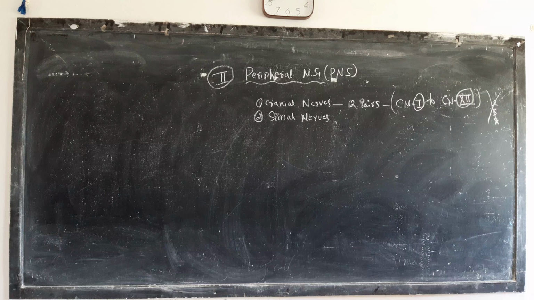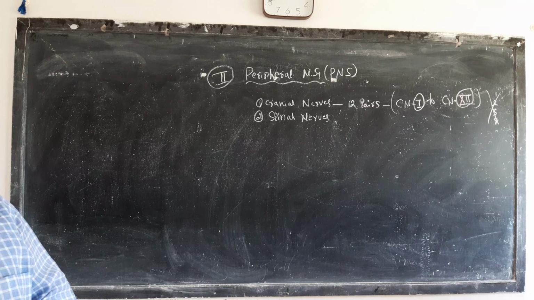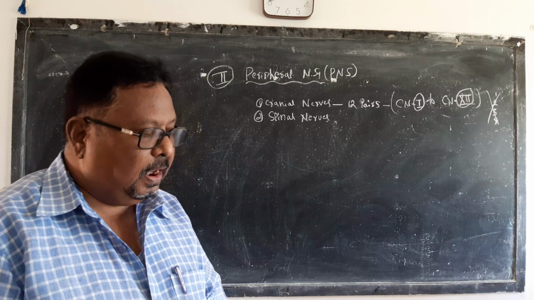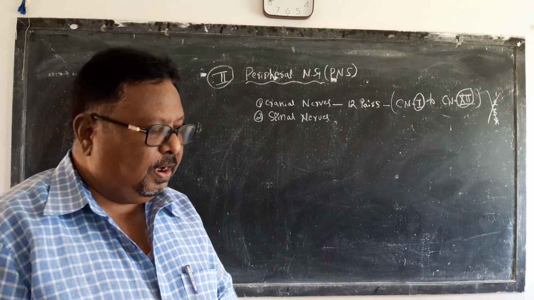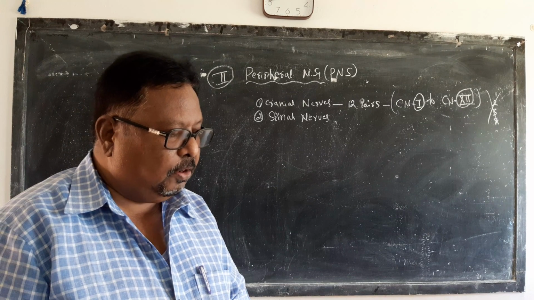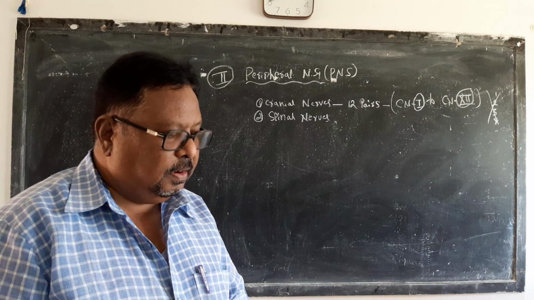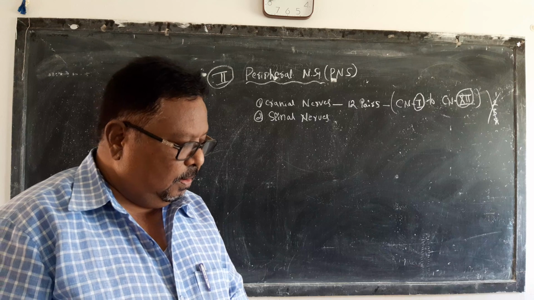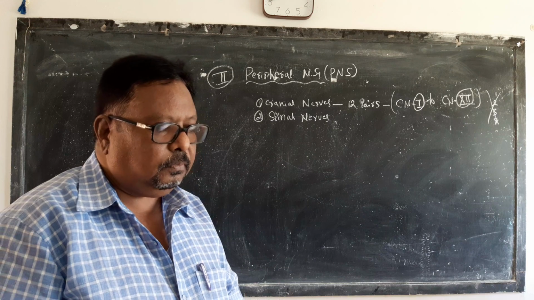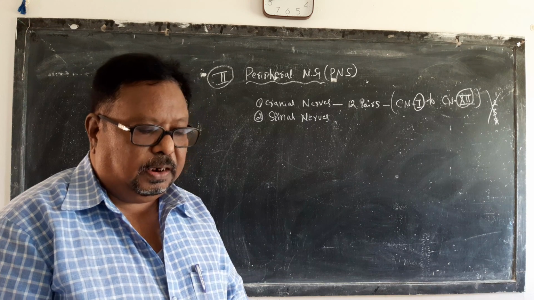Now these 12 pairs of nerves are called cranial nerves, which come out from the cranium. They are numbered by the Roman method, that is CN1 to CN12.